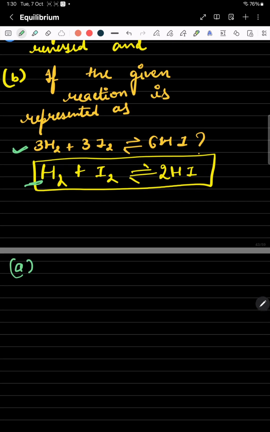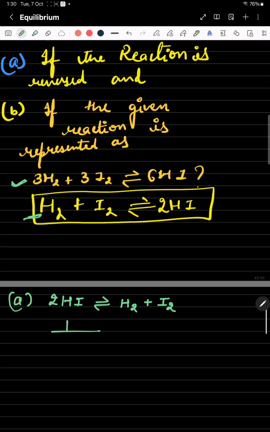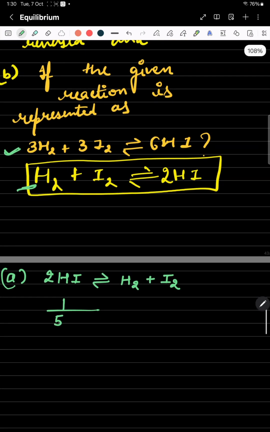Let's understand about it. If you simply reverse the reaction, 2HI will form H2 plus I2. So here you have the value 1 upon 55.3. What will be the value? 1 upon 55.3 is 0.018. This will be the value for this.